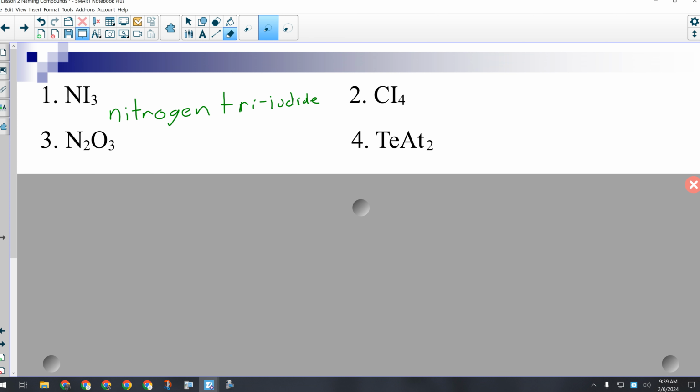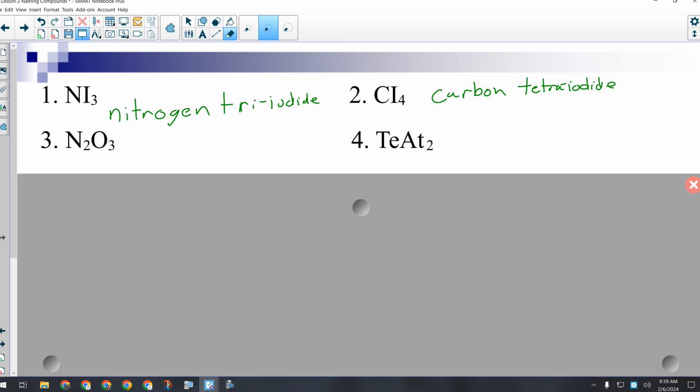All right, number 2, what's the first element? Carbon. And carbon is a non-metal, but I write it as it appears on the periodic table, and then it's with iodine. What's the prefix for 4? Tetra. So this would be carbon tetra iodide. Again, that's probably one that should have a hyphen in it.